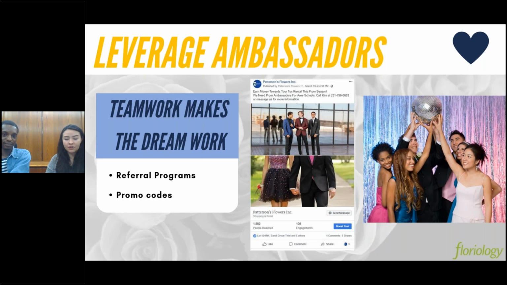One of our clients, Patterson's Flowers, is doing this. They also have a tuxedo rental in their flower shop. So here you can see in the post, they say, earn money towards your tux rental this prom. We need prom ambassadors for our school, for our area schools. Call, and then see there they have what they want, the call to action, and a pretty picture. So just as we showed you.